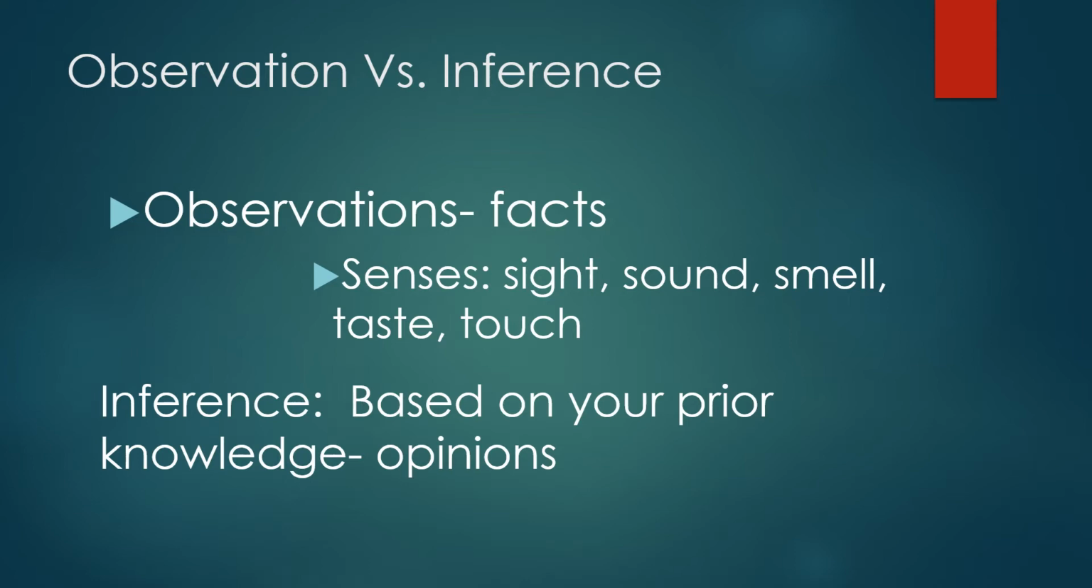It's proof. Now, an inference is going to be based on your prior knowledge and some of your opinion. And your inferences can be wrong. Observations are never wrong. They are absolute 100% fact. But inference, the conclusion you draw, could possibly be argued with and could be false.